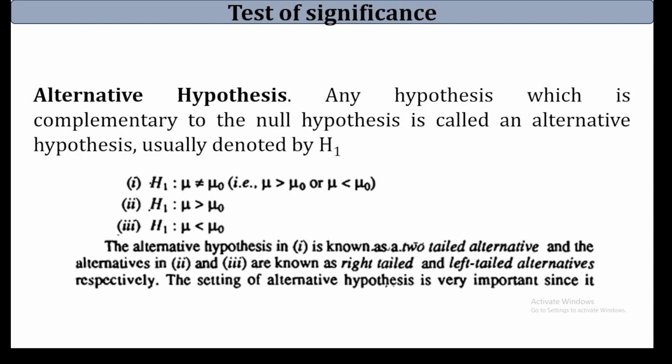The alternative hypothesis is any hypothesis which is complementary to the null hypothesis. In the null hypothesis, what we reject, we take the alternative as the correct one. So H1: mu is not equal to mu 0 is the two-tailed alternative. If it is greater than, it will be right-tailed; if it is less than, it will be left-tailed.